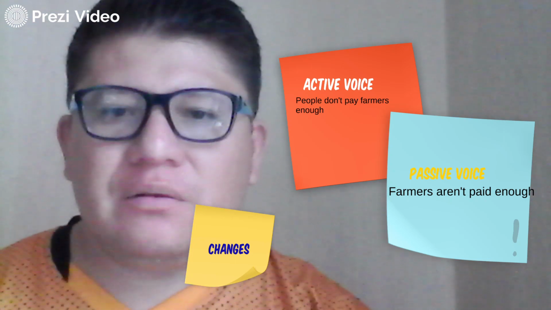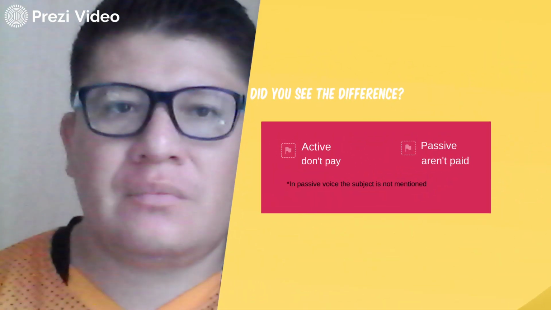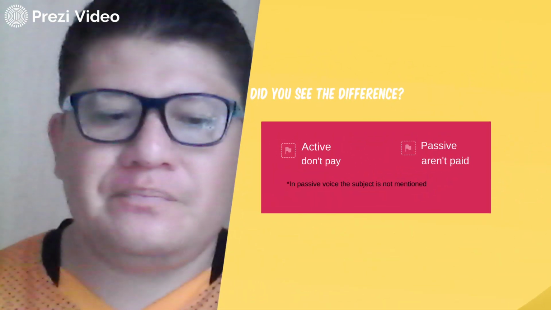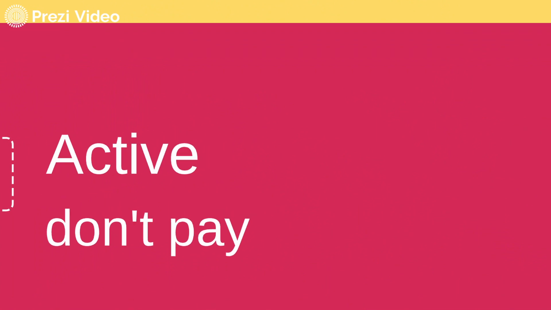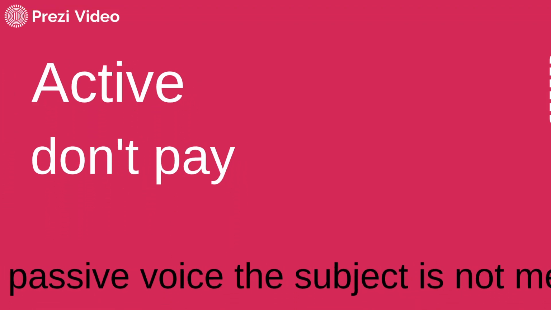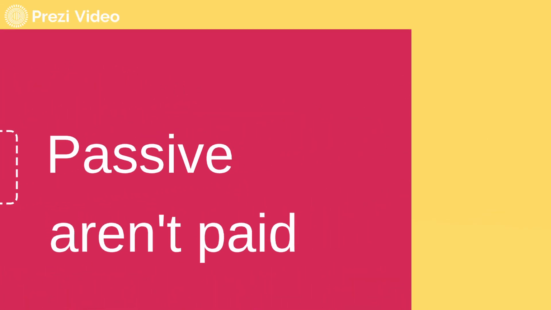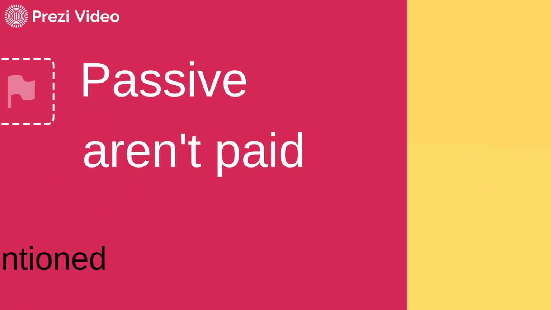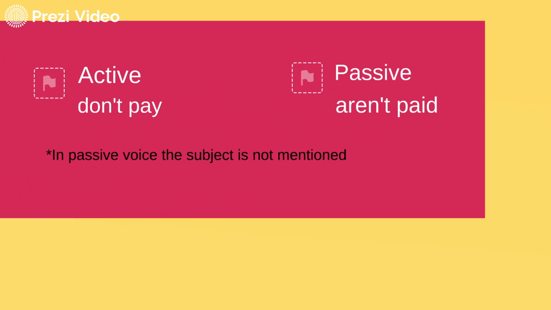Okay, let's see some changes in this sentence. Did you see the difference? In the active, the verb is in present, don't pay, negative. In the passive, I don't use the auxiliary don't, but I use the verb be in present, in negative, aren't, and the verb in past participle, paid. In passive voice, the subject is not mentioned. Okay, sometimes it's not mentioned.